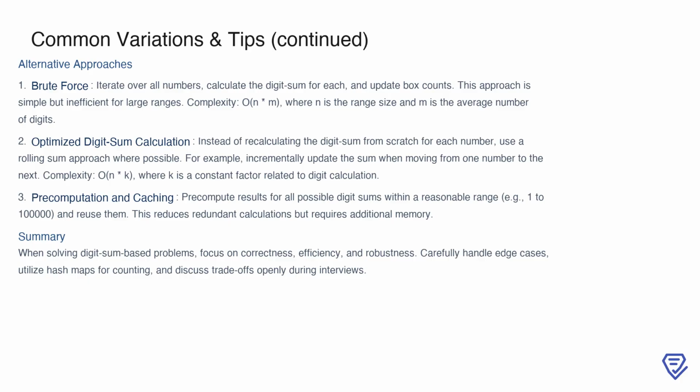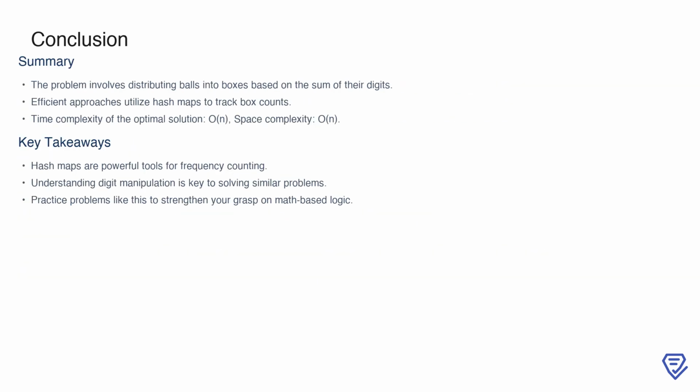In summary, solving digit sum-based problems effectively requires a focus on correctness, efficiency, and robustness. Always handle edge cases carefully, leverage hash maps for efficient counting, and remain prepared to discuss the trade-offs of your approach during interviews. Great job reaching the end of this problem. Today, we covered the maximum number of balls in a box problem, learning how to apply efficient data structures like hash maps to solve it.